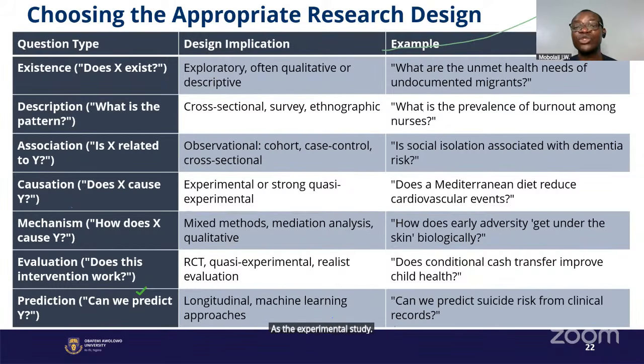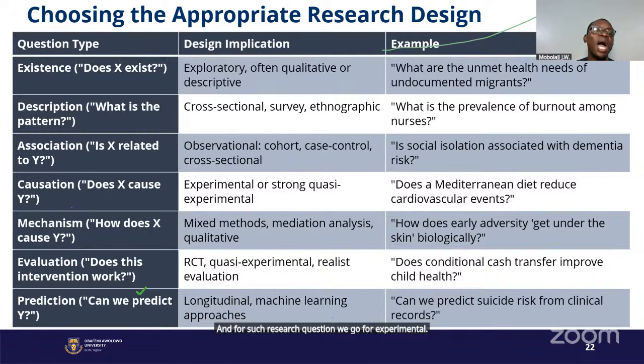Experimental means randomized control trial. For example, you want to see whether Mediterranean diet reduces cardiovascular disease. So that reduction is a causation. So it's important that for such a research question, we go for experimental design.